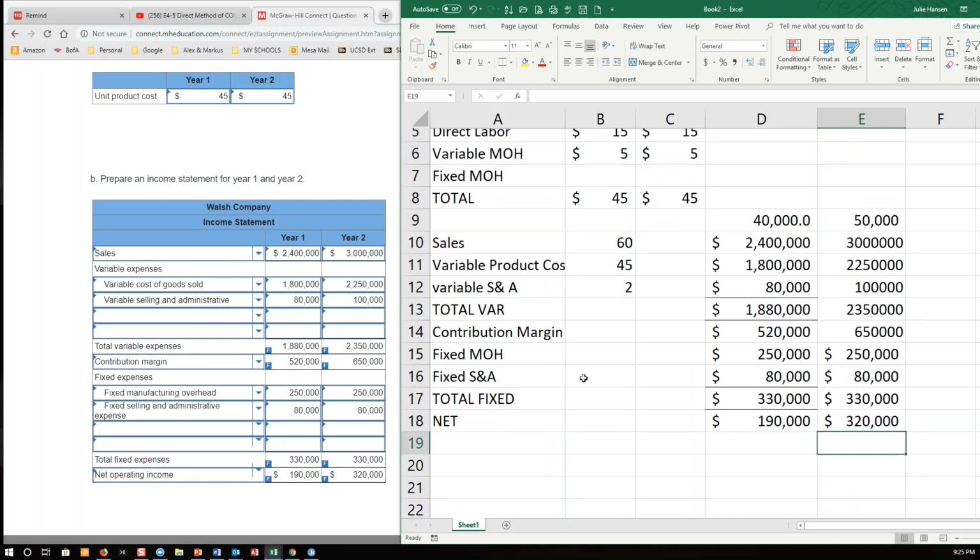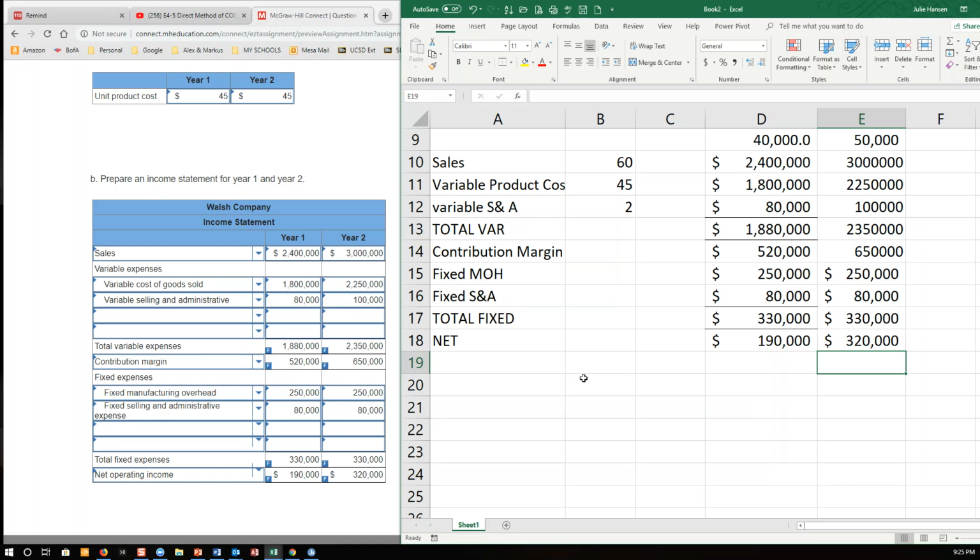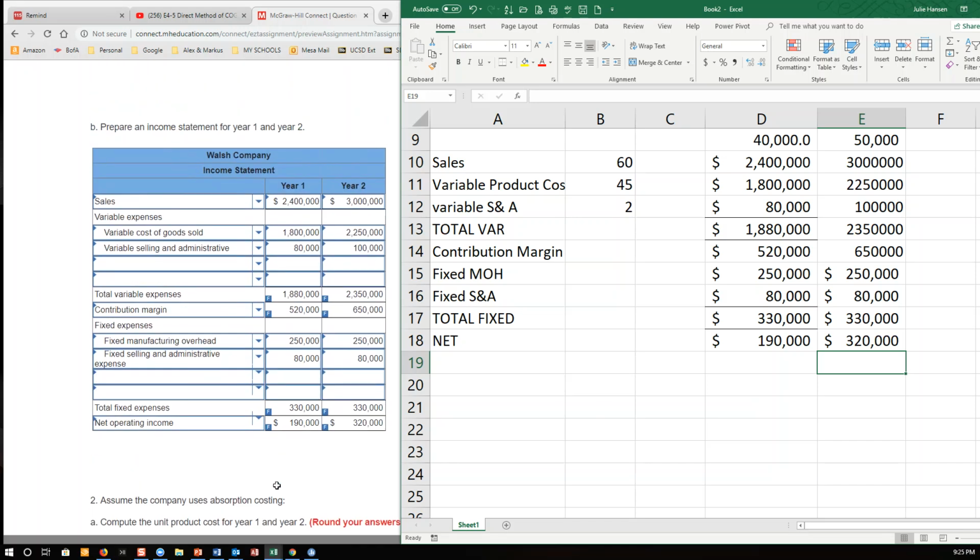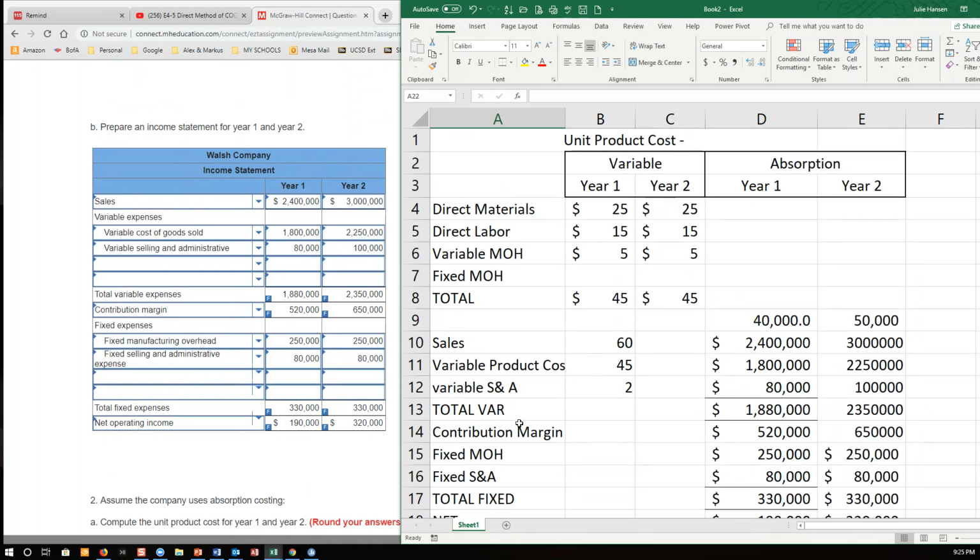All right, like I said, that's probably the easy part. Maybe you can skip forward if you don't want to listen to all of that. But then it says, assume the company uses absorption costing. So here we're going to do some thinking. All right, let's go back up to the top. We remember that with absorption costing, the only difference is this fixed manufacturing overhead.